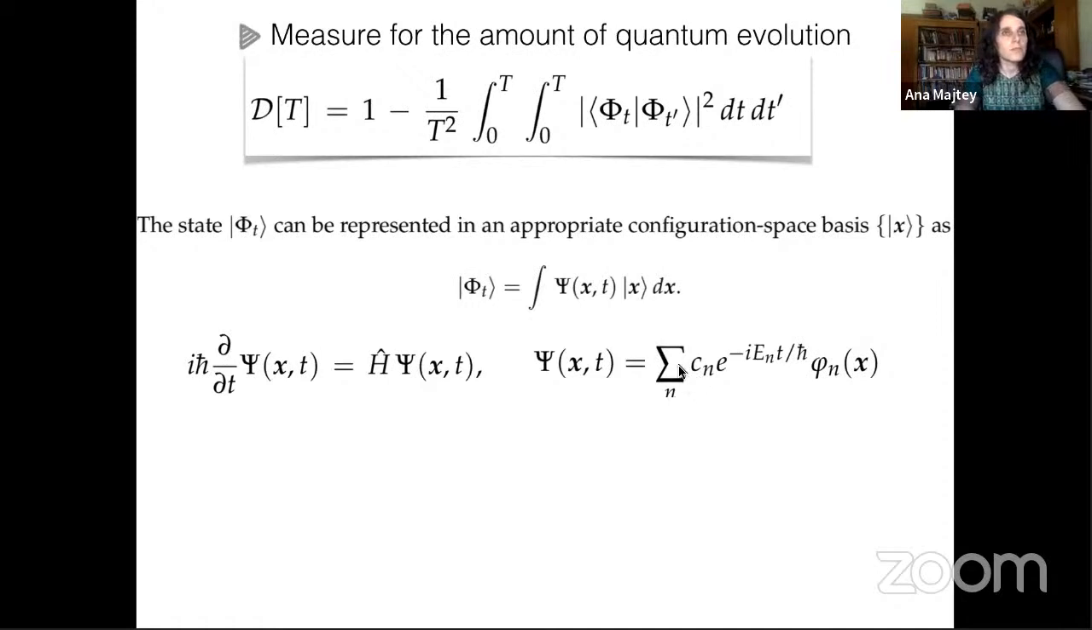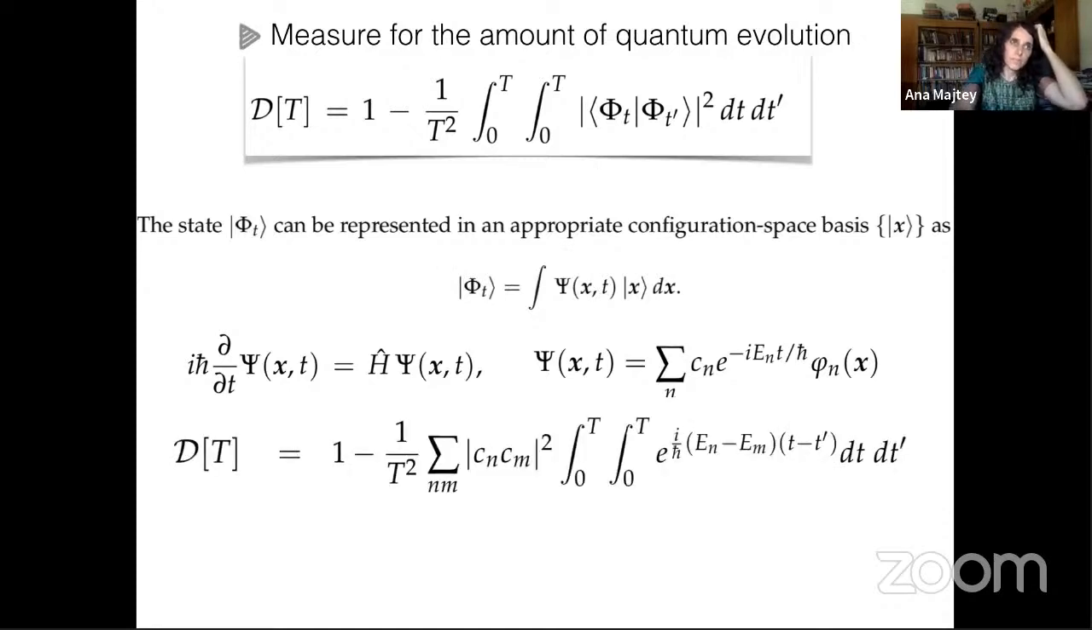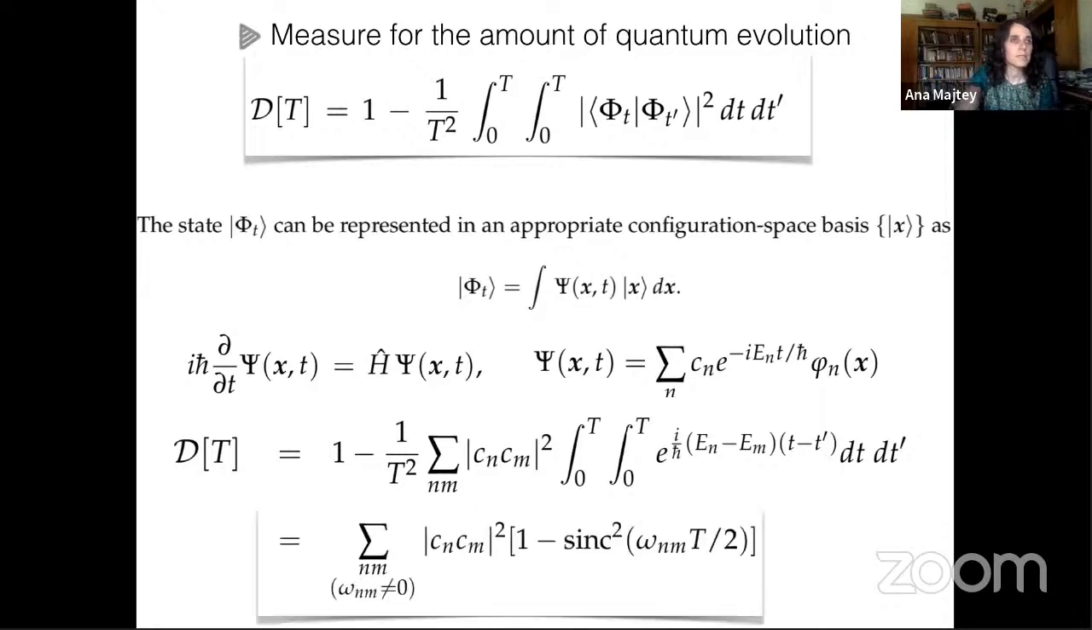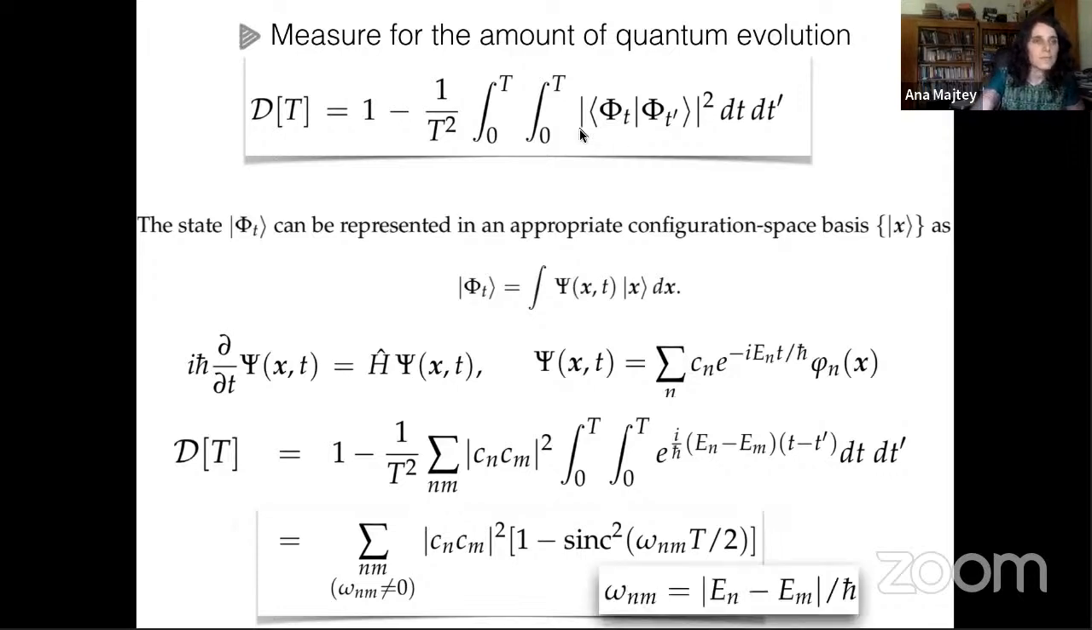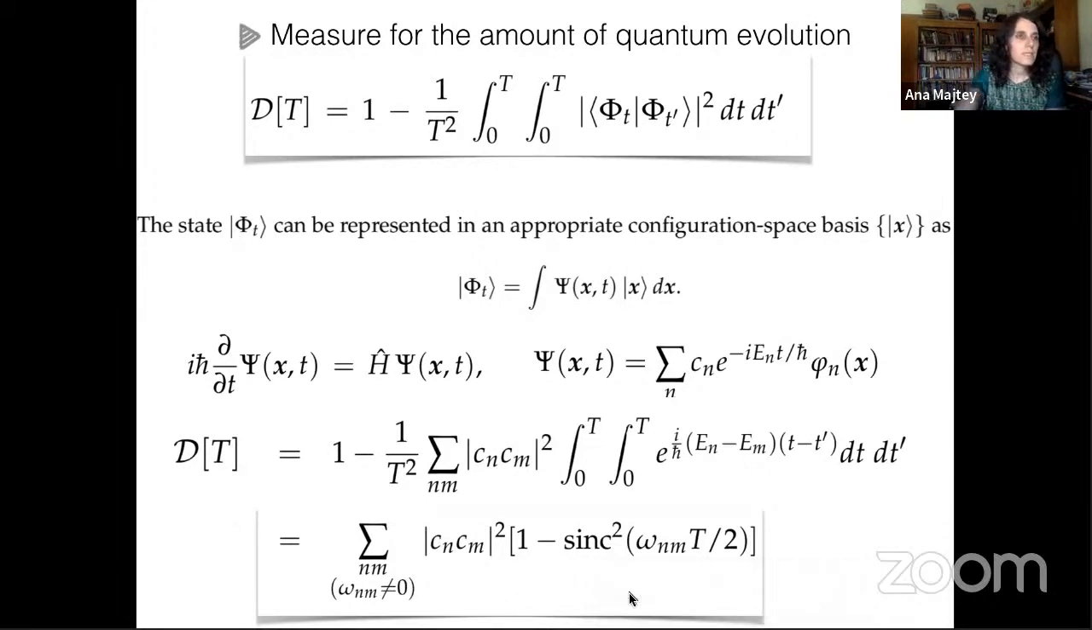If you put together this expression here and this expression here, we can compute this amount of evolution with the d form. And we can integrate, and we obtain this final expression for the amount of evolution that a system experiences in a time interval of length capital T, where we define this omega nm as the difference between two different energies, En and Em. So this expression has two contributions. One, this first term, only depends on the coefficients of the expansion, that is, only on the initial state. And this other contribution is an oscillatory term, which depends on the length of the interval.